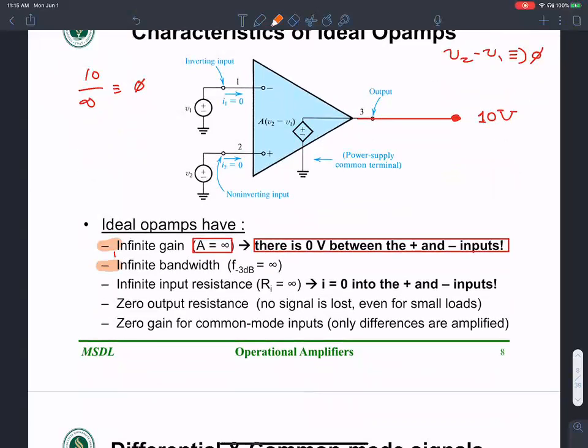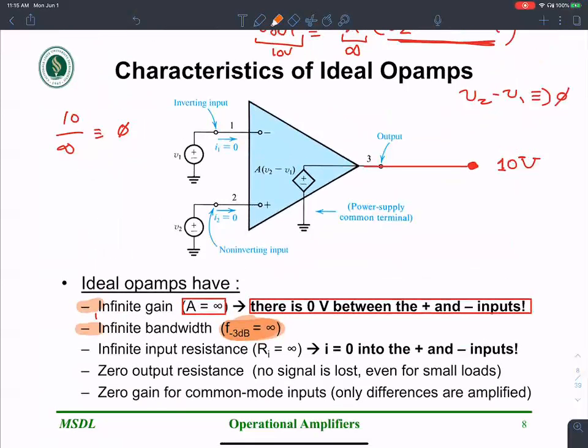The second assumption is that there is infinite bandwidth, meaning that the op-amp can handle signals of any high frequency. The op-amp can keep up with extremely high frequency signals as well, which is in reality not the case. Op-amps do have a limit on how high a frequency can be properly handled. The other idea is that input resistance is infinity.